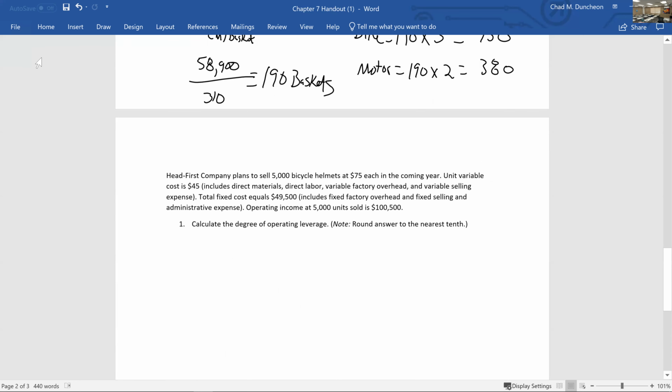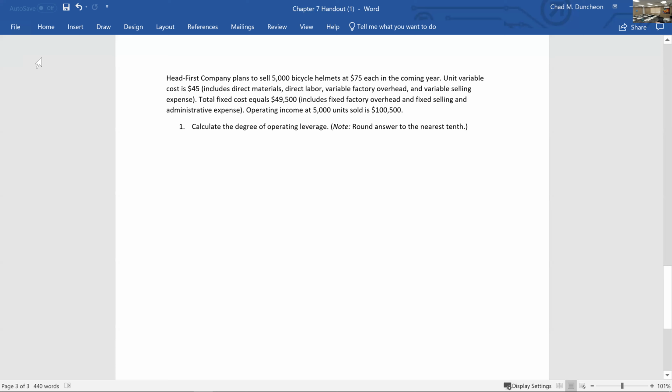And finally, the last thing here, calculate some operating leverage. Head First Company plans to sell 5,000 bicycle helmets at 75 each. Nothing has changed here. This goes back to our very original problem, okay? Operating income of 5,000 units sold is 100,500. Well, we can look at our very first question and we calculated that, right? Okay, we need to know now.